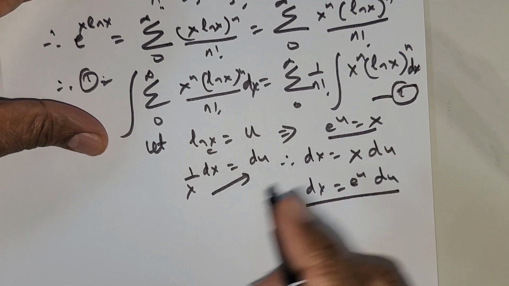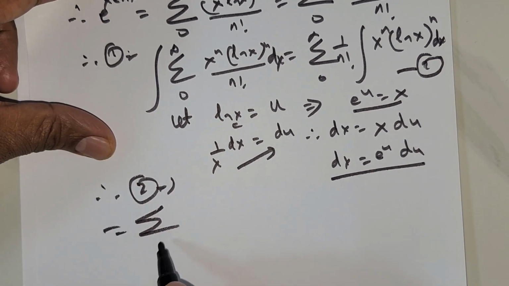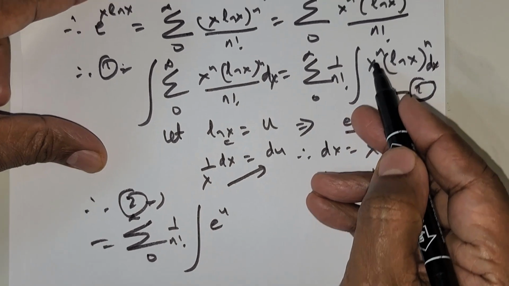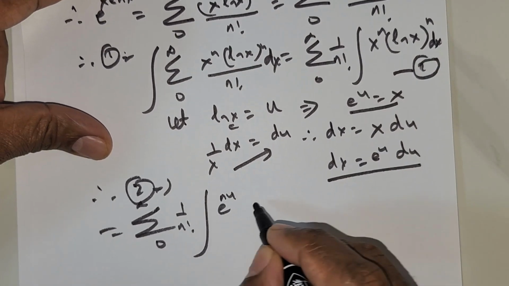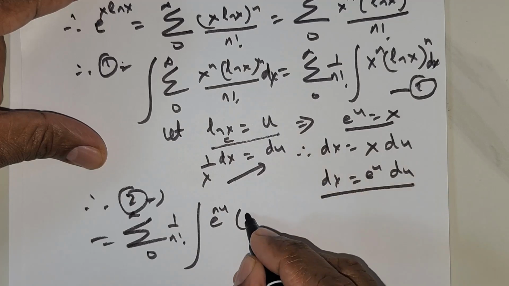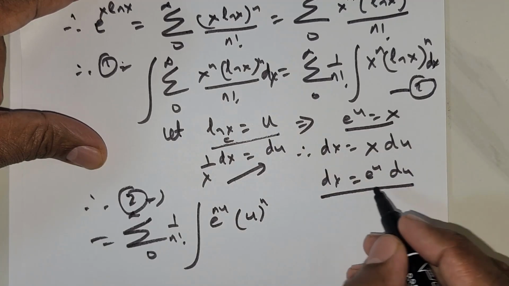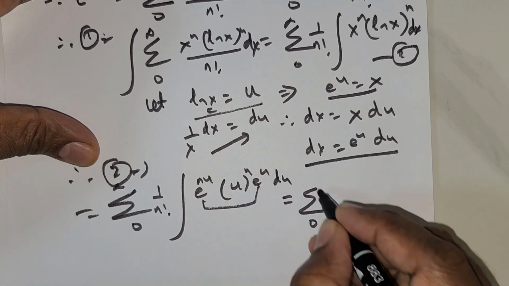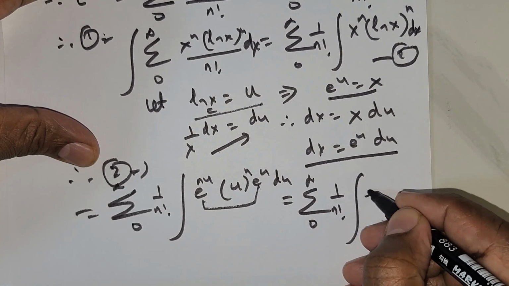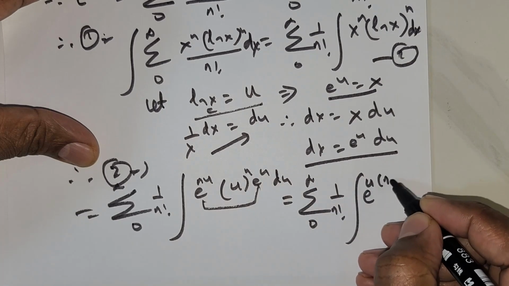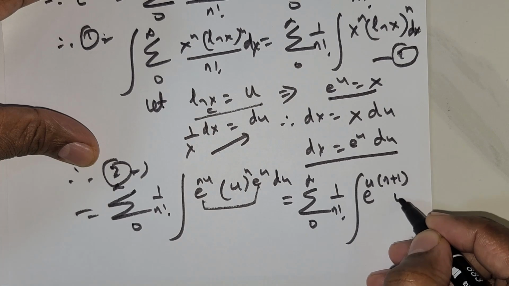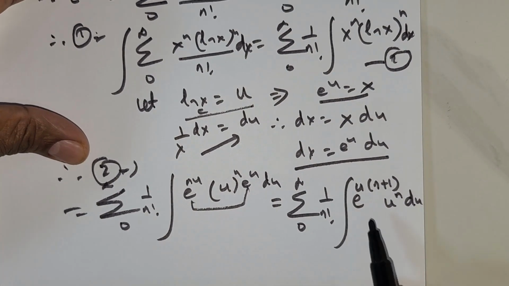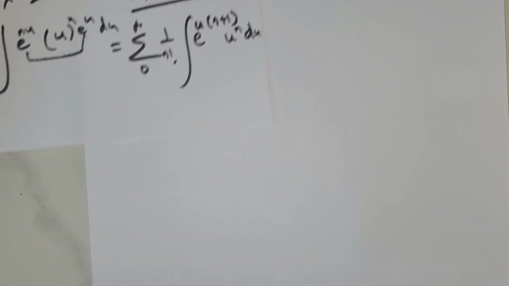Now if I take this as 2, I can rewrite 2 as sigma 0 to infinity of 1 over n factorial times the integral. In place of x I substitute e raised to the power of u. This has exponent n, so this will become e to the power of n times u. And in place of ln x I will substitute u, so this is u raised to the power of n. In place of dx I will substitute e raised to the power of u times du. Now these two can be clubbed, so that is going to be sigma 0 to infinity of 1 over n factorial times the integral of e raised to the power of, now u can be taken out, so that gives n plus 1 times u, times u raised to the power of n times du. Right? Now we need to integrate this, so I want to go to the next slide.